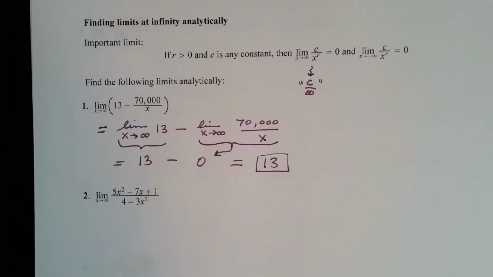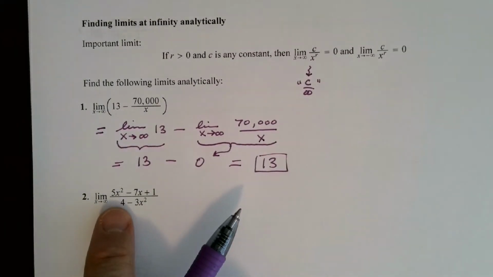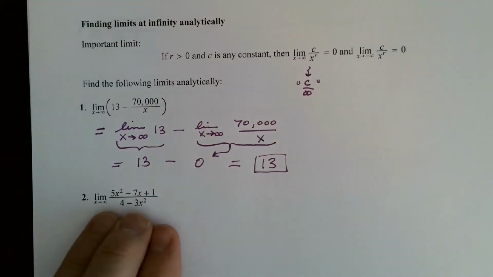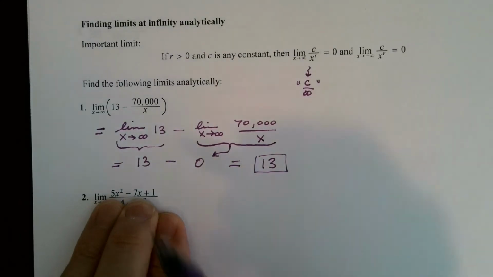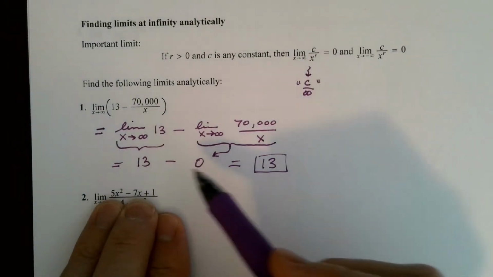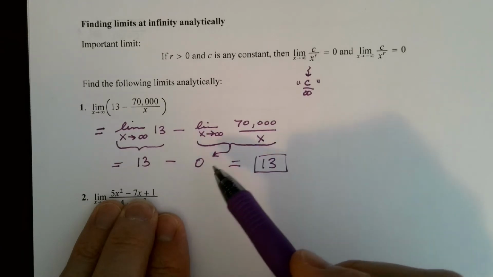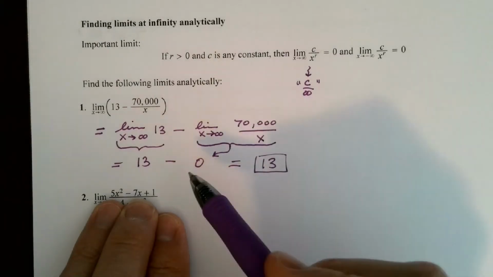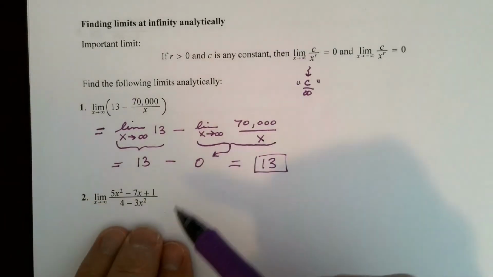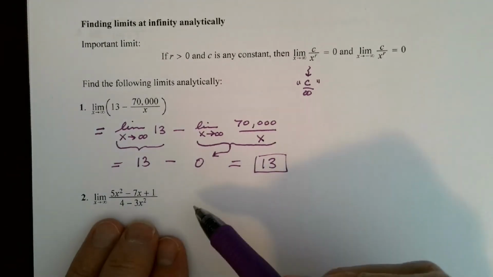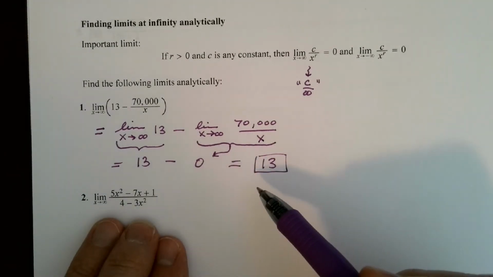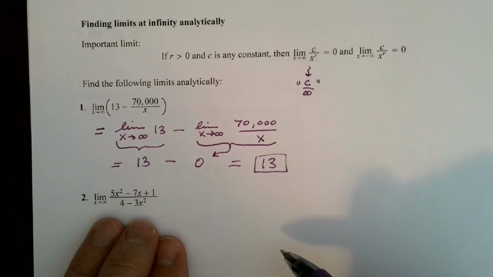Now, let's take a look at this one. Up top, I have the parabola, opening upward, 5x squared minus 7x plus 1. That's a parabola opening upward. Clearly, as x goes to infinity, we're going up to infinity. Look at the bottom, 4 minus 3x squared. That's a downward opening parabola, right? As x goes to infinity, we're going to minus infinity.